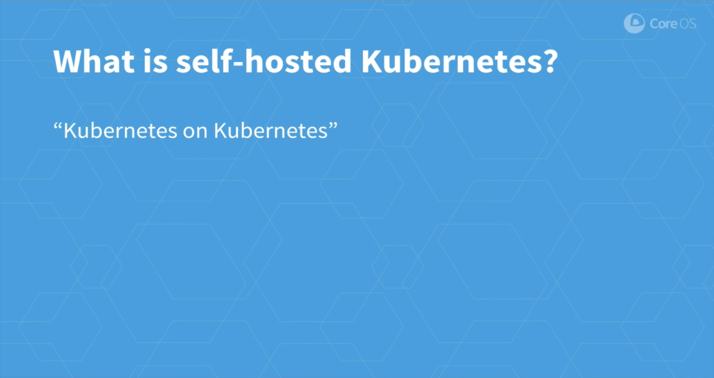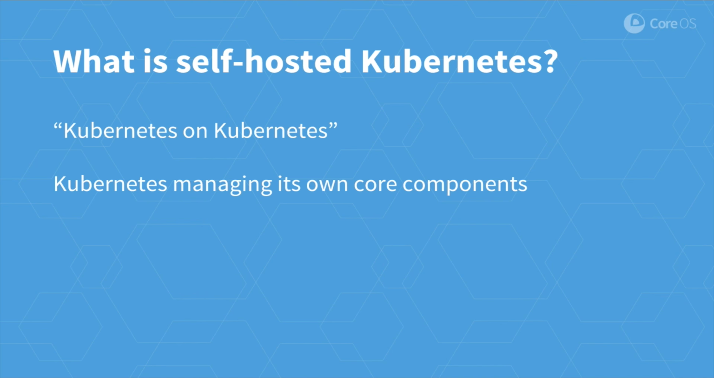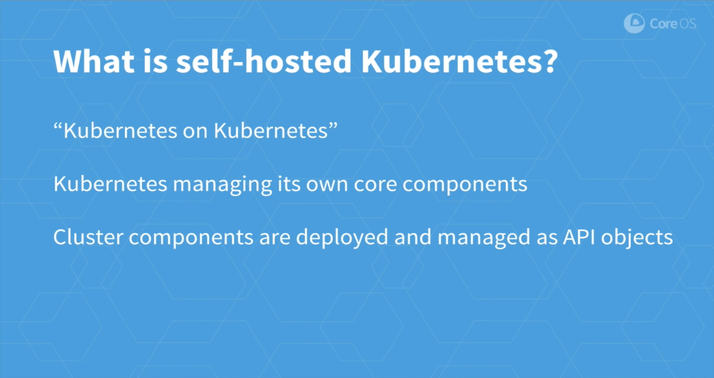In short, this could be described as Kubernetes running on Kubernetes. And what that means is that Kubernetes is responsible for managing its own core components. So things like the API server, the controller manager, the scheduler. And those components are actually defined as higher level Kubernetes API objects. So they would be defined as things like a daemon set or a deployment.